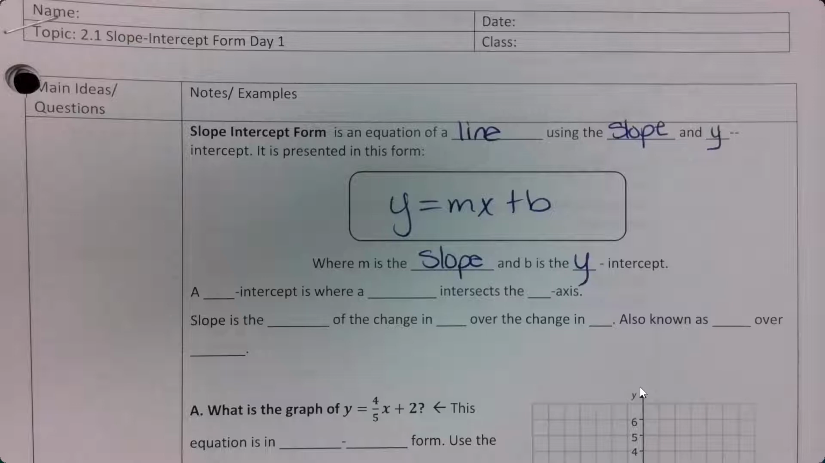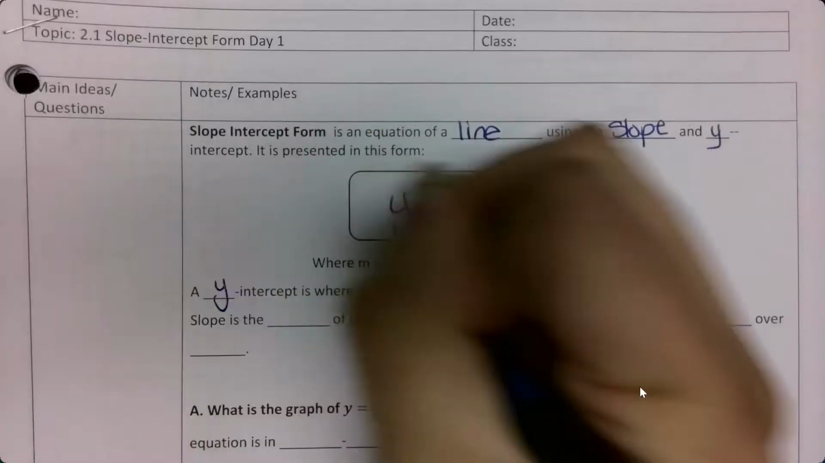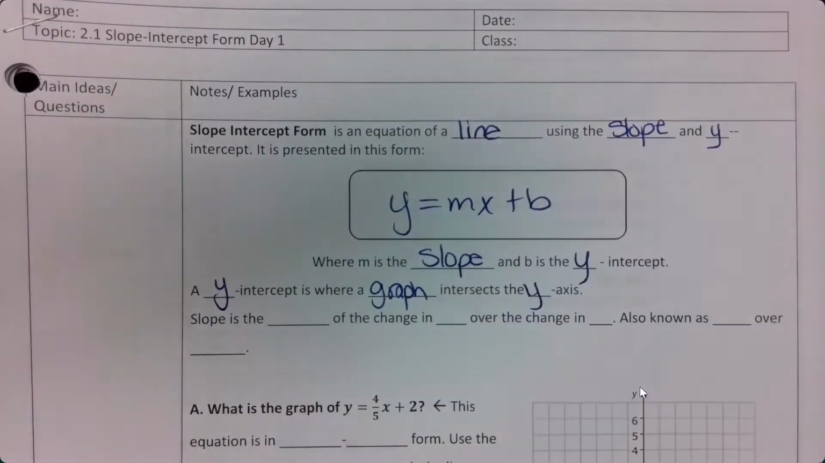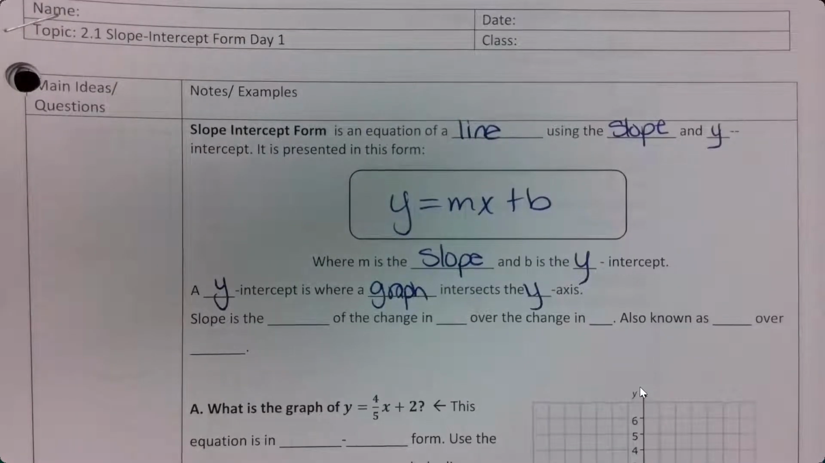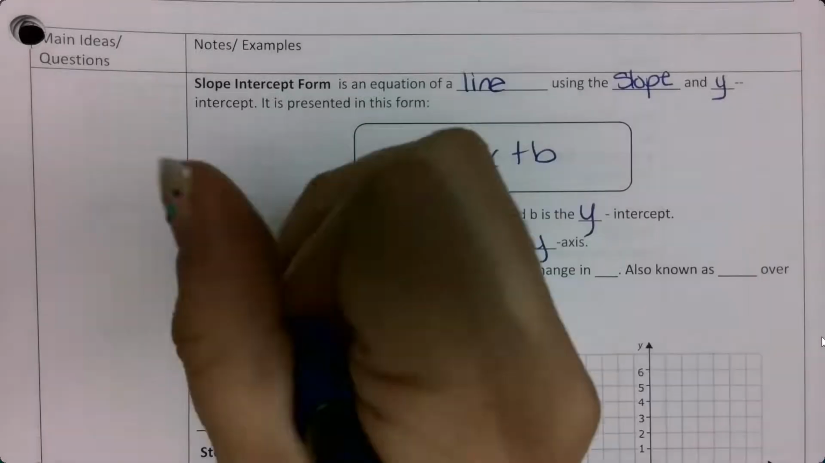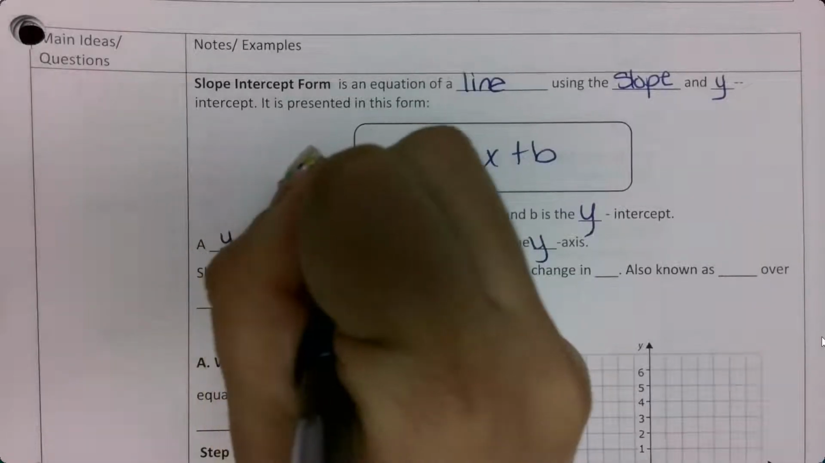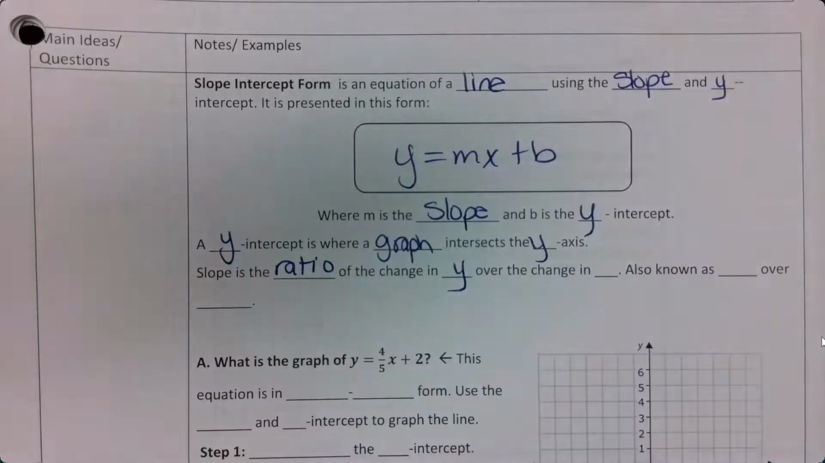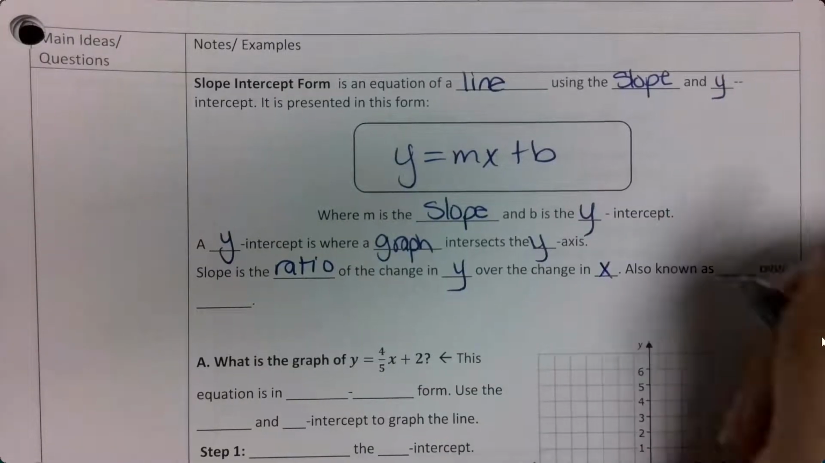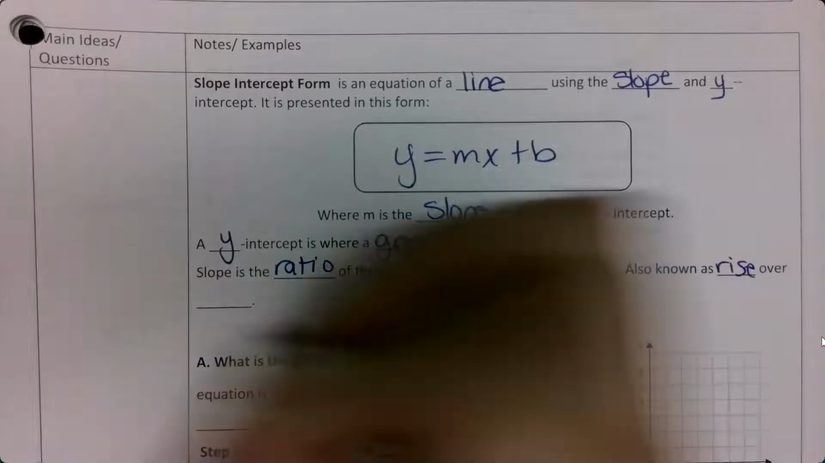Okay, so a y-intercept is where the graph crosses the y-axis. Which one's the y-axis? Up and down or left and right? Up and down. What's the left and right one called? X. Okay, so slope is the ratio of change in y over the change in x. So it's also known as rise over run.